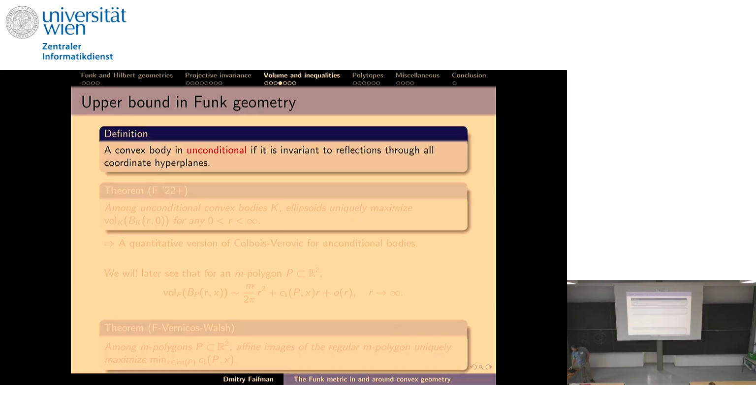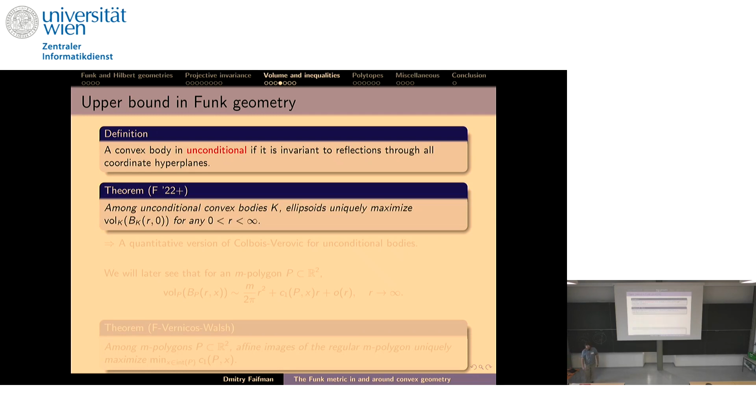Okay, and here is what I can prove about this conjecture. For this, I need to recall the notion of unconditional convex body. That's a convex body which has a group of symmetries, namely you can reflect it with respect to all the coordinate hyperplanes, and it is invariant. The Funk-Blaschke-Santalo conjecture holds for these bodies. That's something you can prove with uniqueness of ellipsoids. So in particular, you recover the Colbois-Verovic conjecture for unconditional bodies.